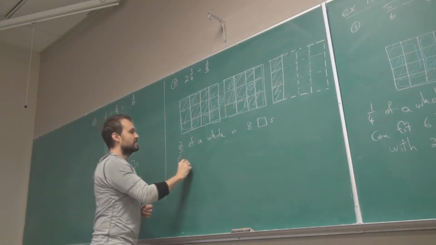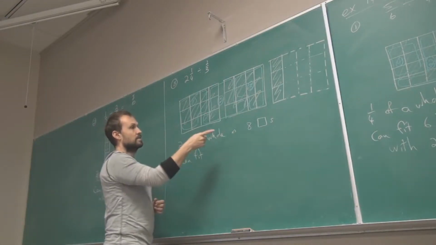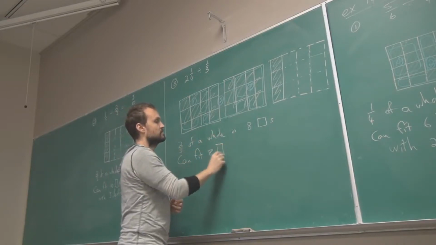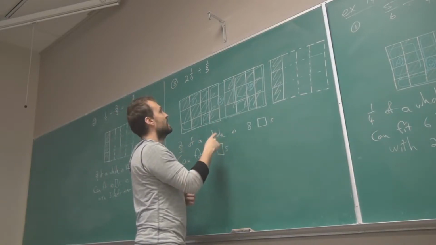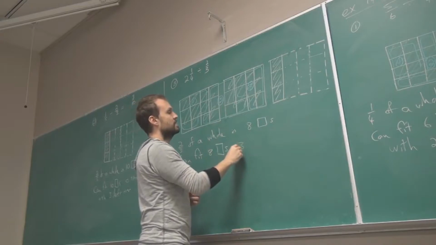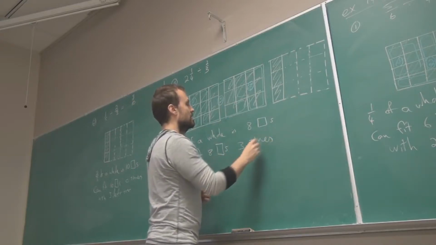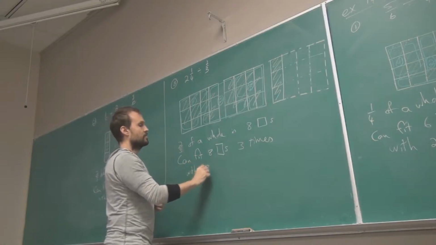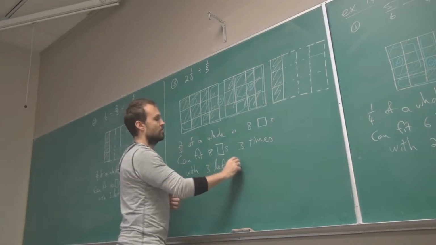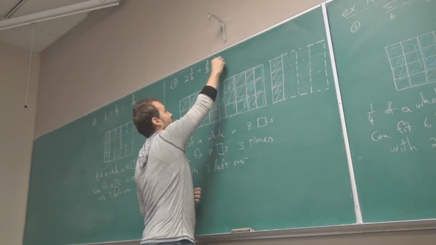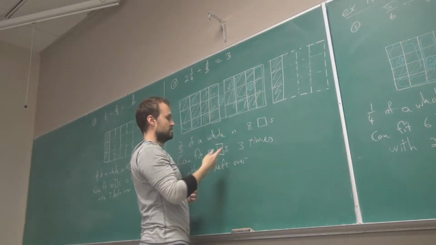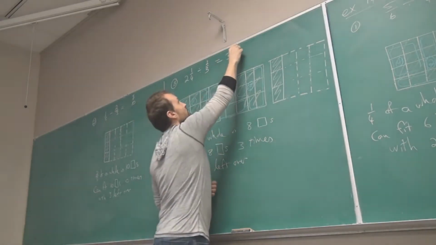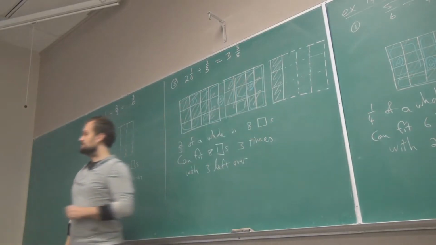So we can fit these guys, 8 little squares, into what I have 3 times, with 3 left over. So the answer is therefore 3 and 3/8.